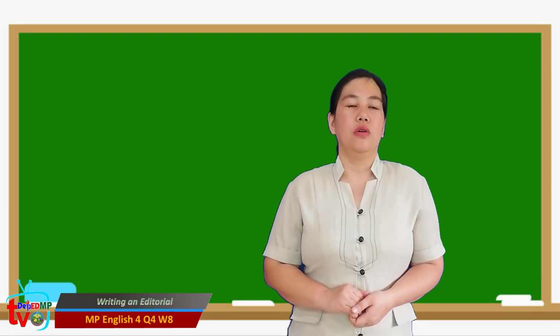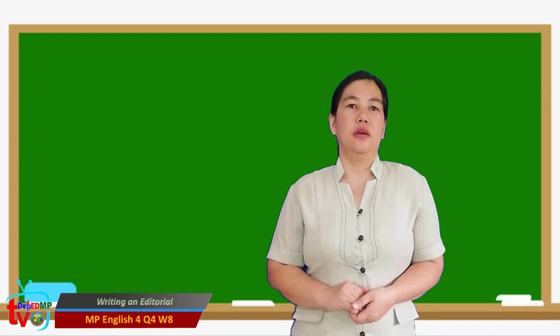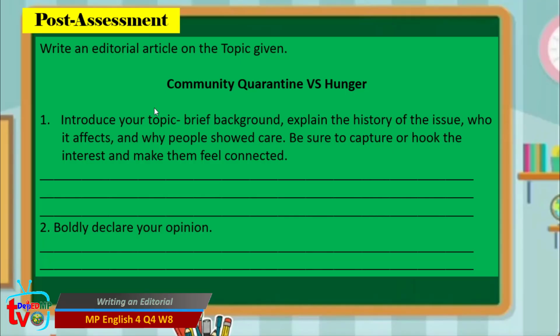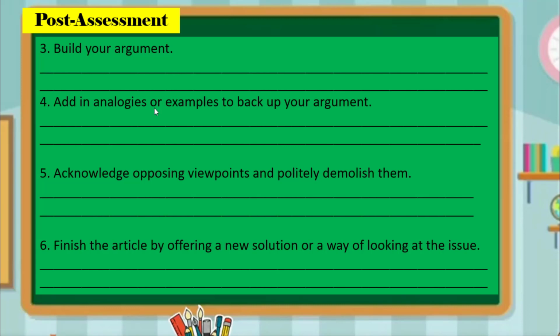For the post-assessment, you're going to write an editorial article on the topic given, which is about community quarantine versus hunger. Number one, introduce your topic with a brief background, explain the history of the issue, who it affects, and why people should care. Be sure to capture or hook the interest and make them feel connected. Number two, boldly declare your opinion. Number three, build your argument. Number four, add in analogies or examples to back up your argument. Number five, acknowledge opposing viewpoints and politely demolish them. Number six, finish the article by offering a new solution or way of looking at the issue.